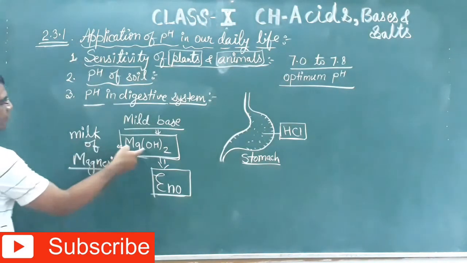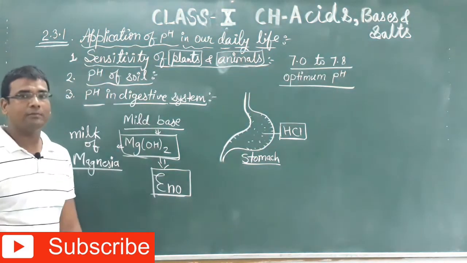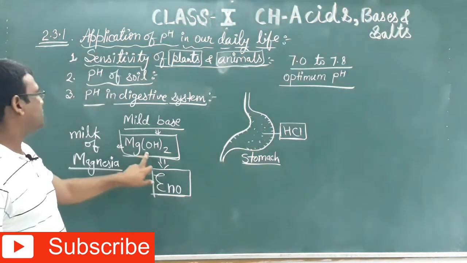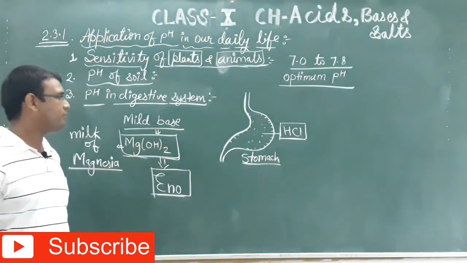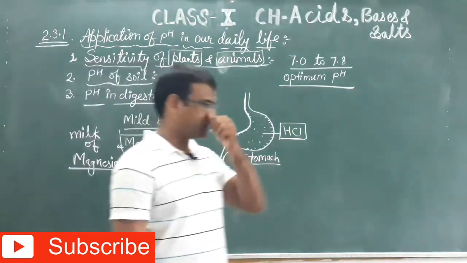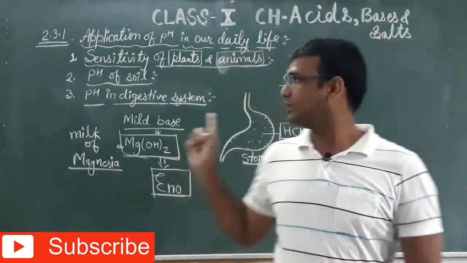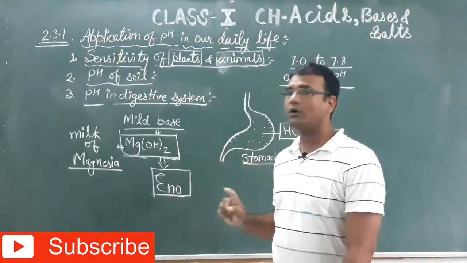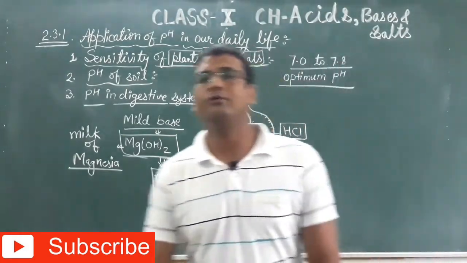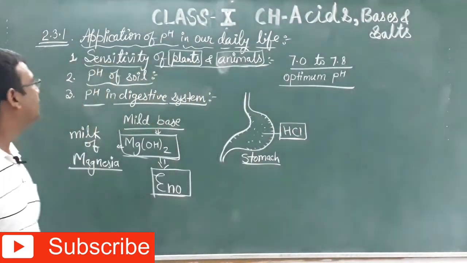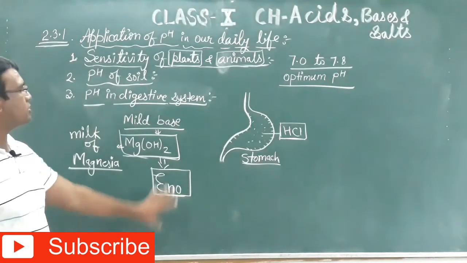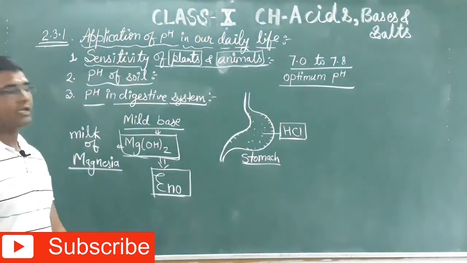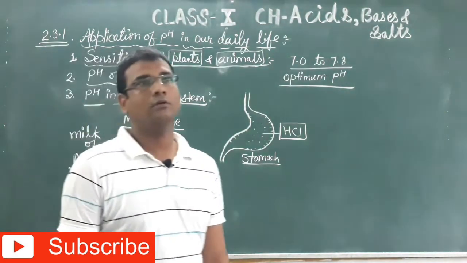This is the common name of this compound, this chemical. Okay, milk of magnesia. So this milk of magnesia, which is a mild base, is present in this ENO, along with whatever flavor you like that is available in the market. So with the help of this one, the acid can be neutralized.